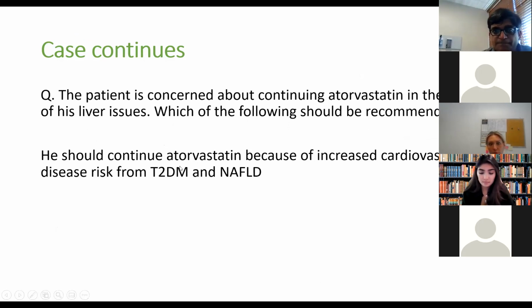The patient asks you, he's concerned about using atorvastatin. The patient is on atorvastatin. He has read on the WebMD that it causes liver issues. So should he continue his atorvastatin or should we stop it?